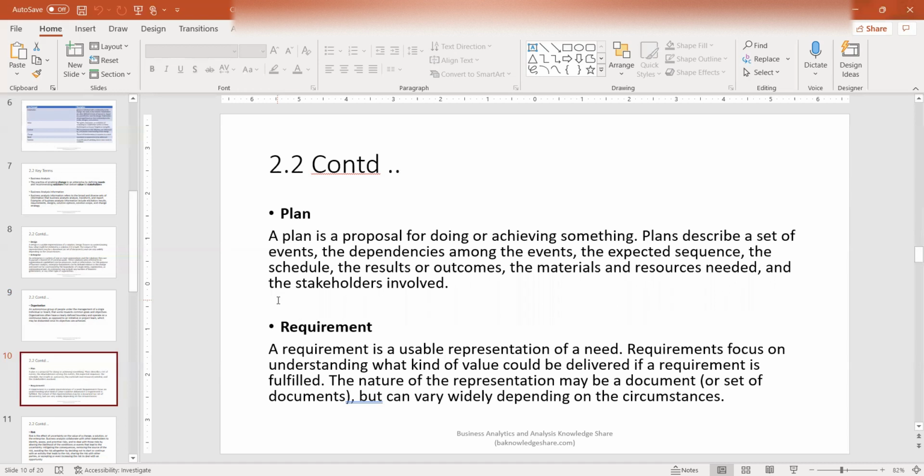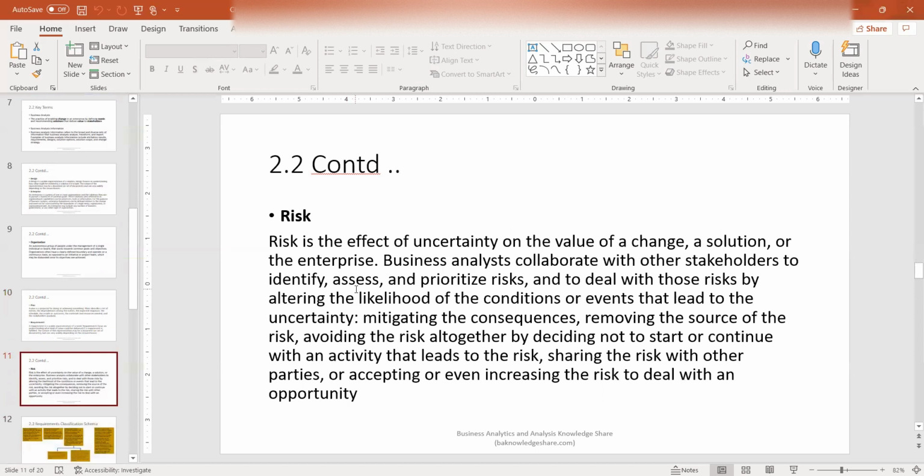Let's look at the definition of requirement. A requirement is a usable representation of a need. Requirements focus on understanding what kind of value could be delivered if a requirement is fulfilled. The nature of the representation may be a document or set of documents, but can vary widely depending on circumstances. So it is a usable representation of a need. So that's a requirement. And then lastly, a risk.